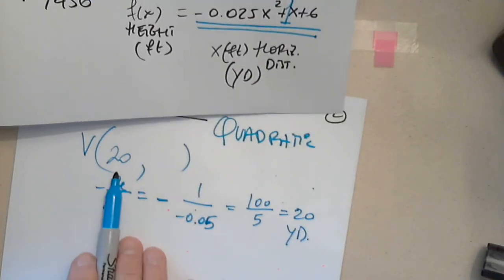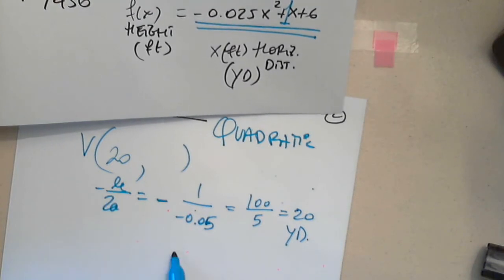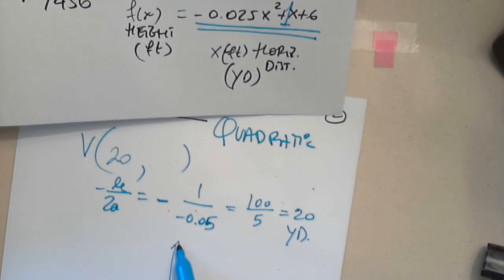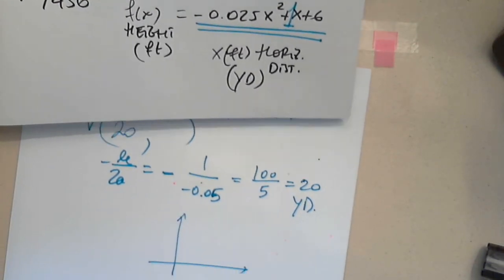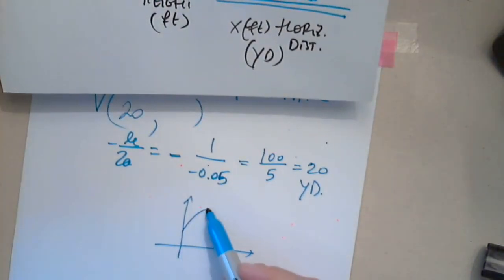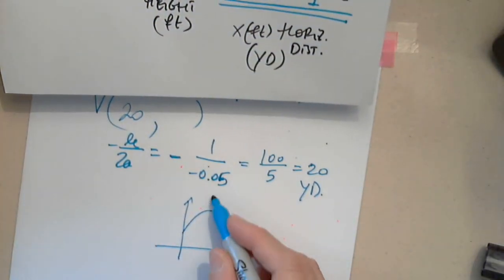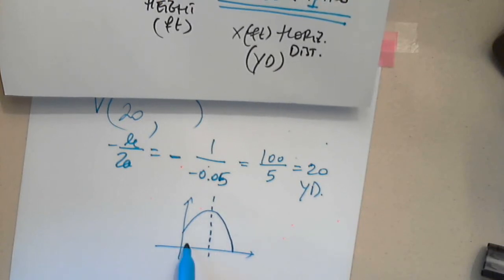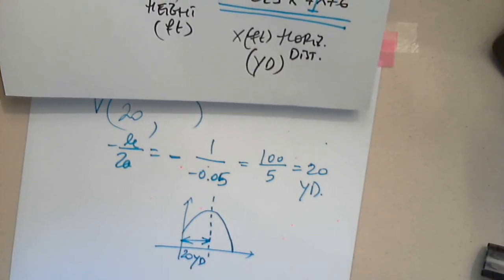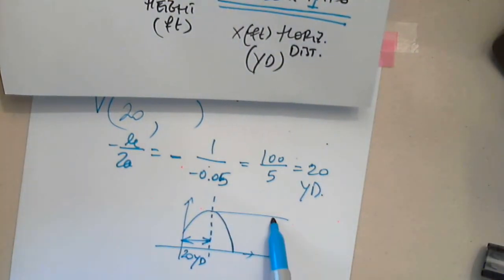But this is not the maximum height. This is basically, can you see? So basically, this is 20 yards. But this will be the maximum height.